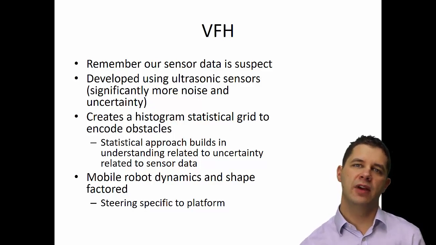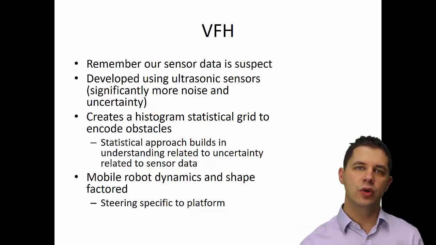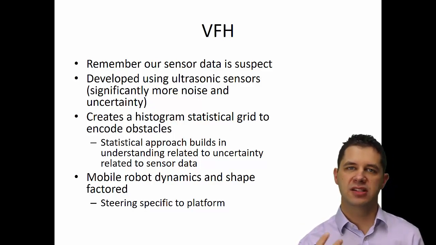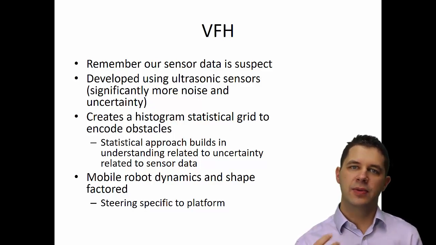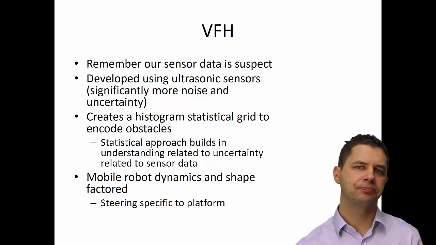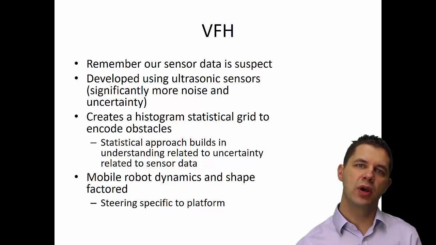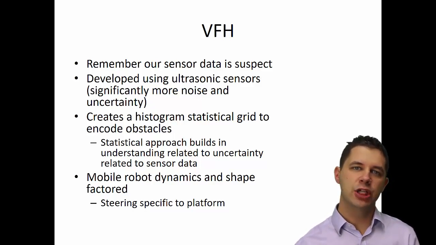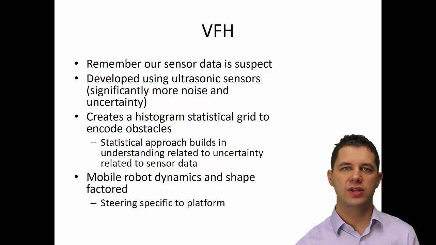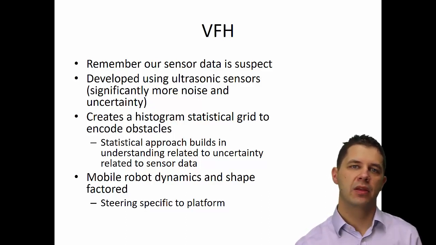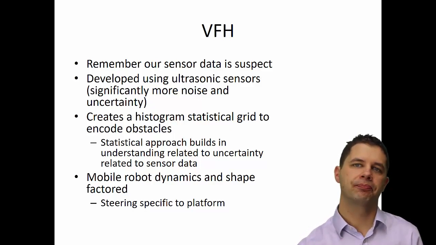The basic premise behind vector field histograms is we create a statistical grid that we encode all our obstacles in. It's like the statistical grid we looked at previously with the occupancy grid, where we've got a probability that a particular square in that grid is occupied by an object or something impassable. In our vector field histograms, we're really trying to model our robot dynamics and shape as well, which allows us to steer towards a particular target and move our platform towards it, rather than just assuming that the robot is a point source in the histogram grid that it's within.